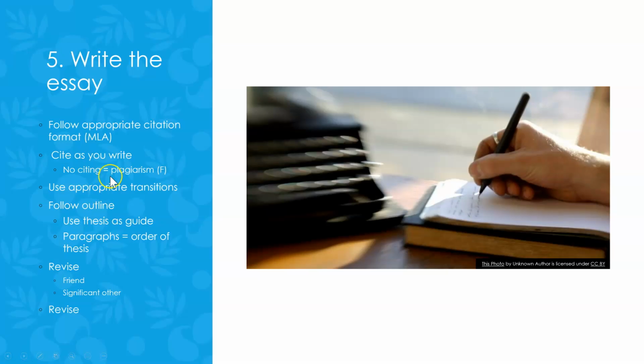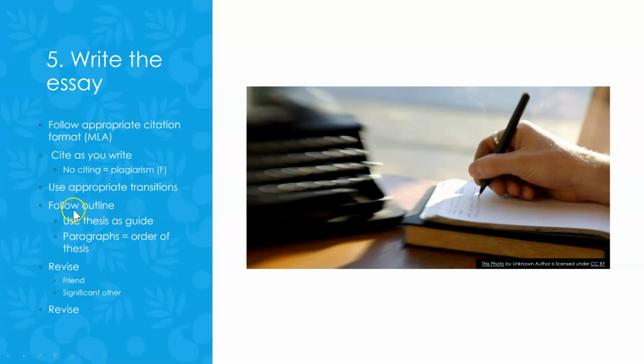Then we move on to the last step, which is, of course, writing the actual essay. Make sure that you follow the appropriate citation format. In this case, we are using MLA format, so cite following those guidelines. Cite as you write. Remember that if you don't cite, you are committing plagiarism, which will give you an F, and you don't want to get an F in the class or in the assignment. Make sure that as you write, you use appropriate transitions because every essay has different transitions. Likewise, the argumentative essay has specific transitions that you should use.